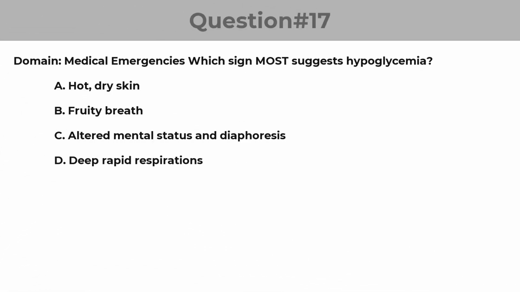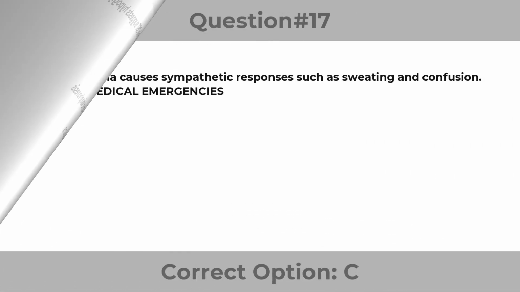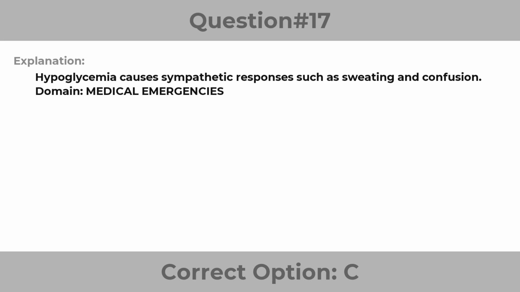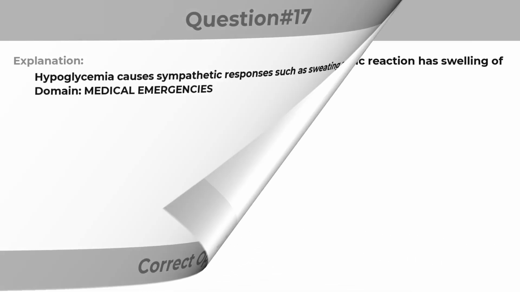Question 17. Domain, medical emergencies. Which sign most suggests hypoglycemia? A. Hot, dry skin. B. Fruity breath. C. Altered mental status and diaphoresis. D. Deep, rapid respirations. Correct answer, C. Explanation: hypoglycemia causes sympathetic responses such as sweating and confusion.